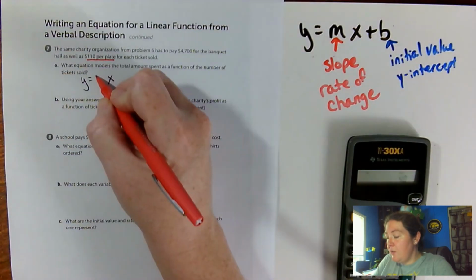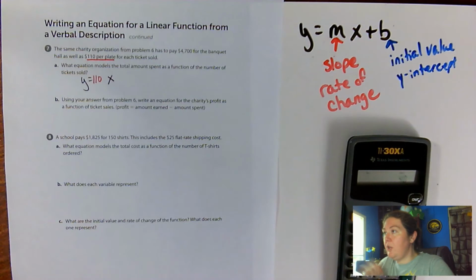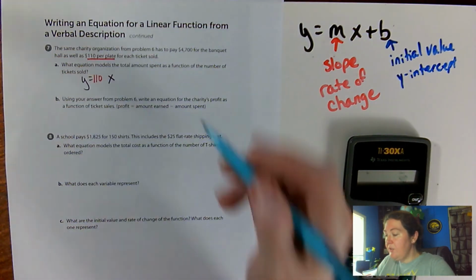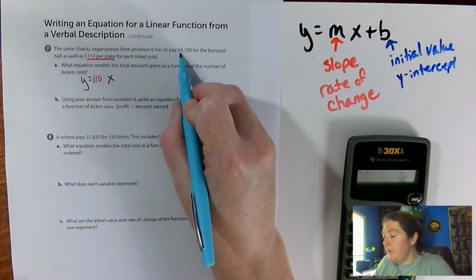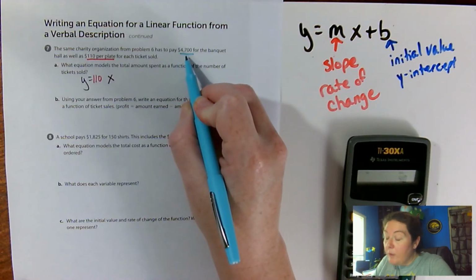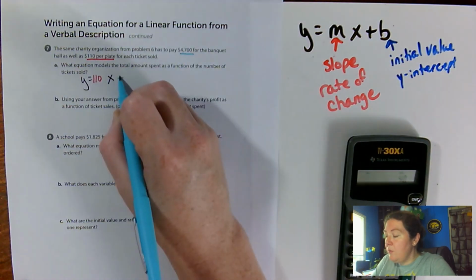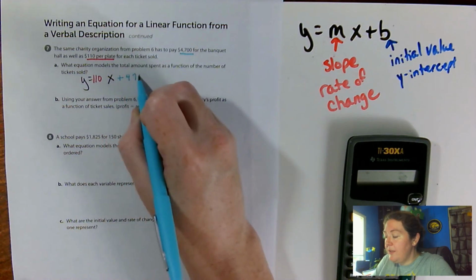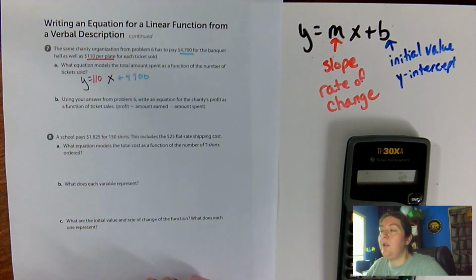So I know that my rate of change is 110. It also tells me that something happens one time. We're only going to pay for the banquet hall one time. So that is my y-intercept. That is my initial value.